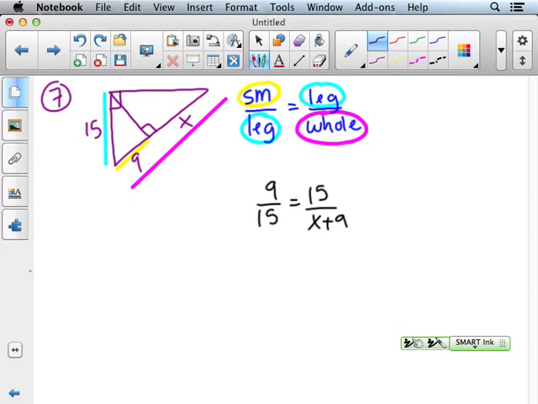15 times 15 is 225. So we get 225 equals 9x plus 81. Subtract 81, and we get 9x equals 144. We divide by 9, and you get x equals 16. Final answer.